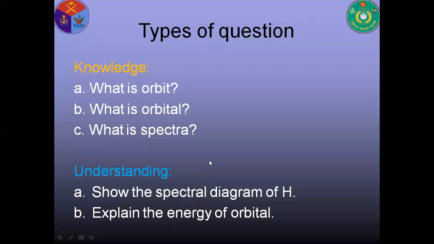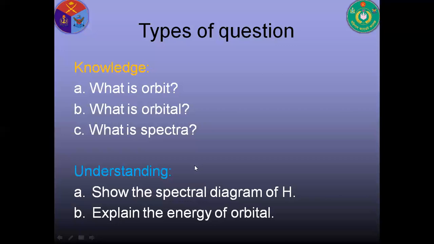Dear cadets, from this discussion, several types of questions may be set. First, knowledge-based questions. What is orbital? What is orbit? What is spectra? Orbital: where there is maximum probability of finding an electron. Orbit: where electrons are revolving. Spectra: it is formed by transition of an electron from one energy level to another energy level. It is detected by a detector.